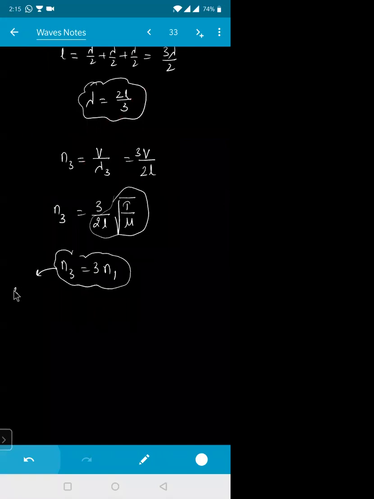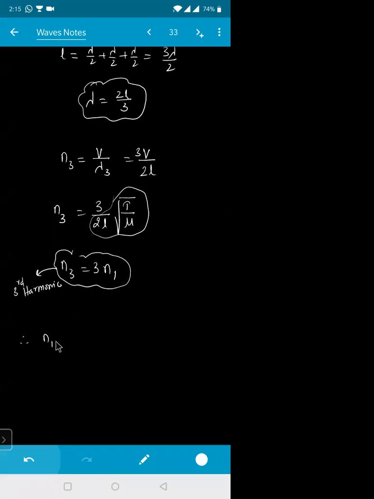N3 is known as what, beta? Third harmonic. Okay. So therefore I can write here that frequencies N1, N2, N3 and so on will be in the ratio of what, beta? 1 is to 2 is to 3 is to 4 and so on. Is it clear? Yes, sir. Is it clear for everyone?